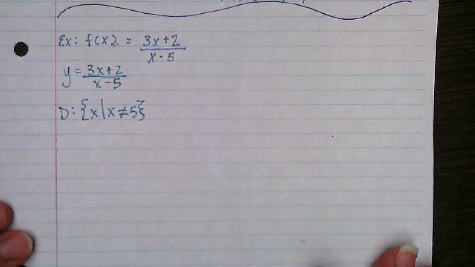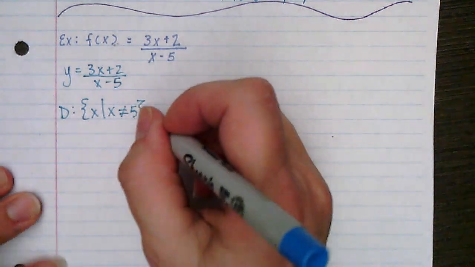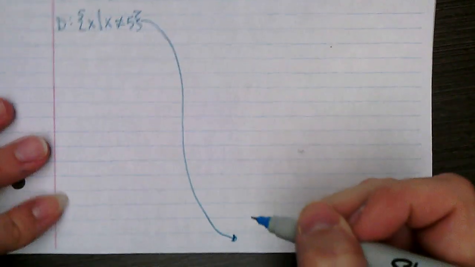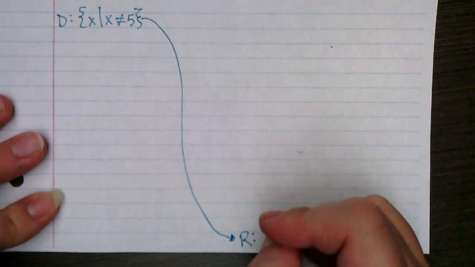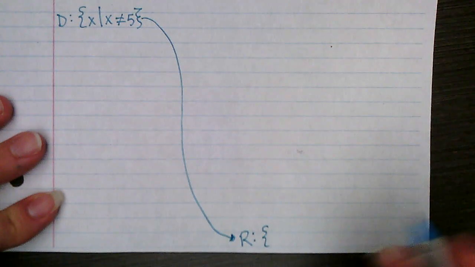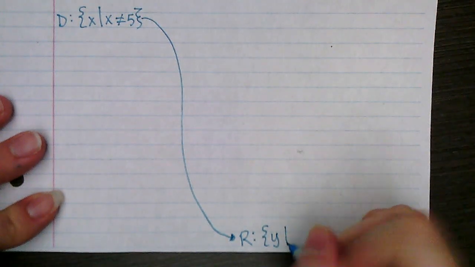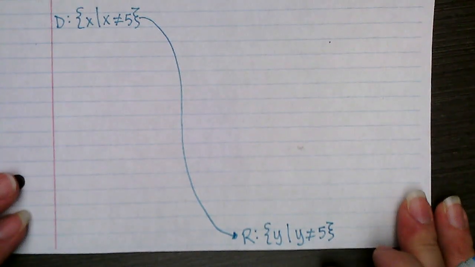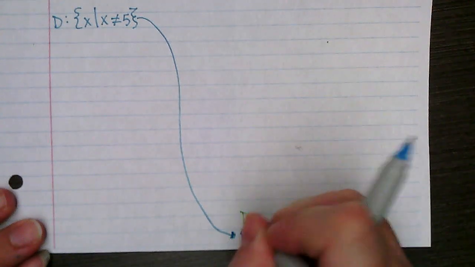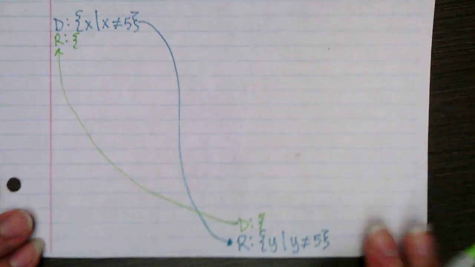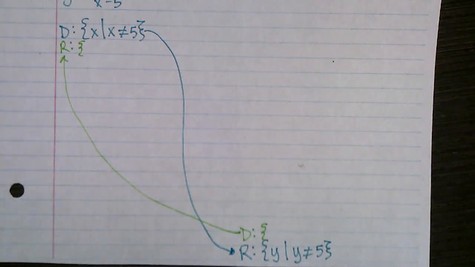Now, I already know the range for my inverse function. So I'm just going to go all the way down to the bottom here and say that the range for my inverse function would be, now it's not x cannot equal 5 because now it's a range. Ranges are y's. So the range would be y's such that y cannot equal 5. Once we find our inverse function's domain, then we will take it up here and write that as the range of our original function. So I've already got that planned out.